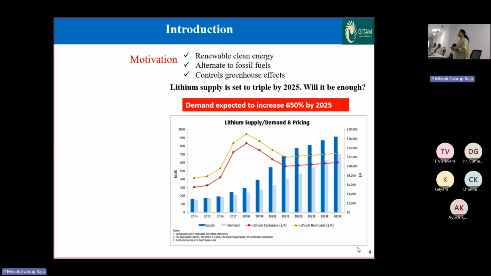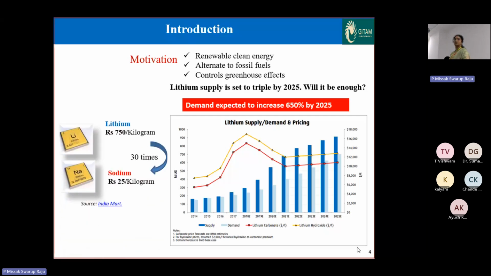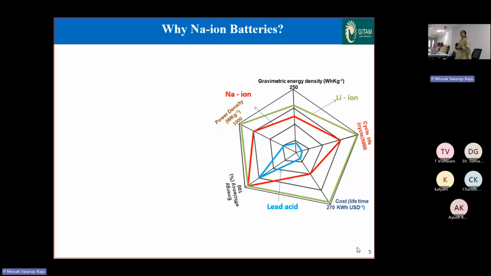Sodium-ion batteries are nearly comparable to lithium-ion batteries because demand is high but availability is very low. So that's why I thought about preparing sodium-ion batteries. Cost-wise, sodium is also much cheaper than lithium, nearly 30 times less. So that's why sodium is better. So why sodium-ion batteries?